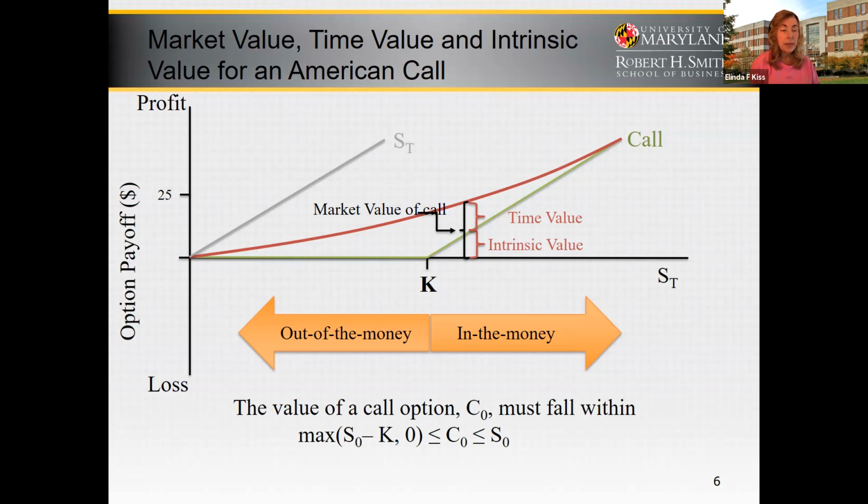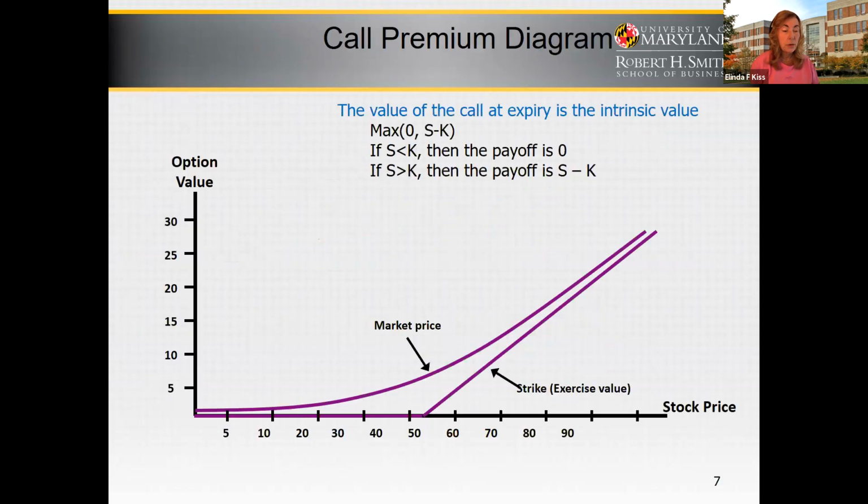The time value is based on the fact that I have more time to see what's going to happen with the price, and I can wait until I have to make a decision about whether I'm going to buy this stock or not buy this stock with the option. At expiry, the time value equals 0. The option is worth the intrinsic value, which is the maximum of the stock price minus the strike, and 0. The intrinsic value and the option premium are never negative.